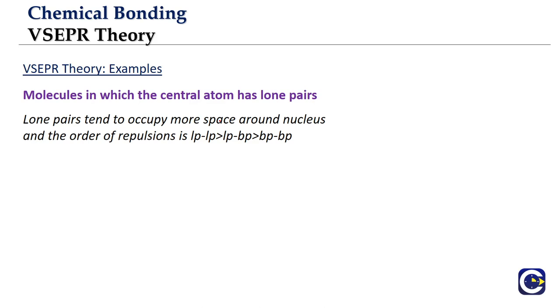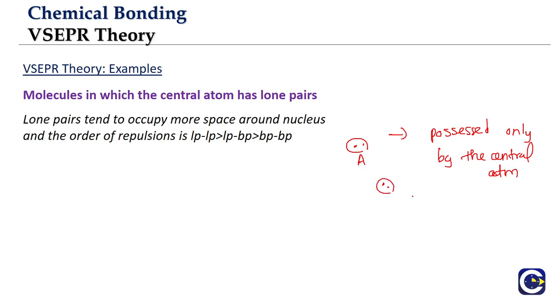The basic difference is, if you talk about a central atom A, the lone pair is possessed only by the central atom, and it means that it will be closer to the nucleus. Whereas a bond pair, let's say A is forming a bond with another atom B, will be farther from the nucleus. So the lone pair will occupy more space around the nucleus, and as a result, they will be able to create higher repulsions.